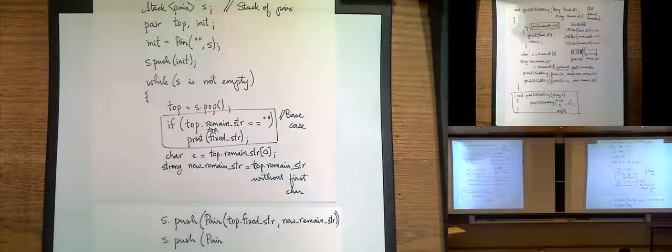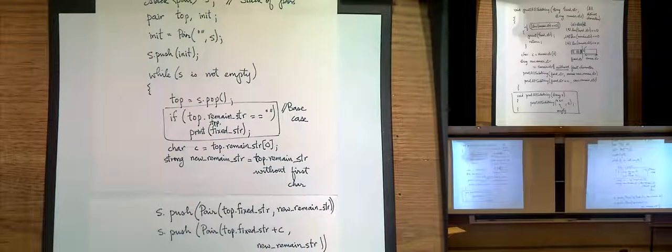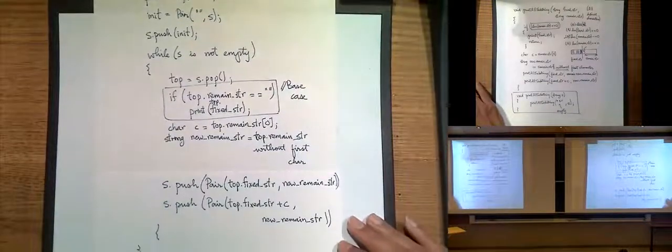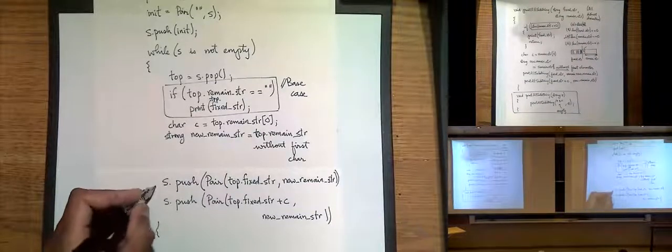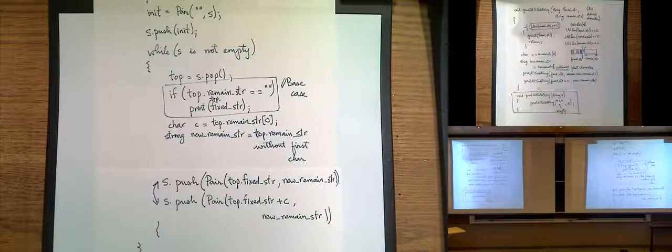Okay, so sorry, I should have done this in the opposite order, although it doesn't make a difference. The output is going to be the same, but it's top dot fixed string plus C, and then the new remaining string. Okay, and then that ends the entire process. That's going to end everything. So sorry, technically I should have flipped these lines because I have to push it in the opposite order, but the output is going to be the same.